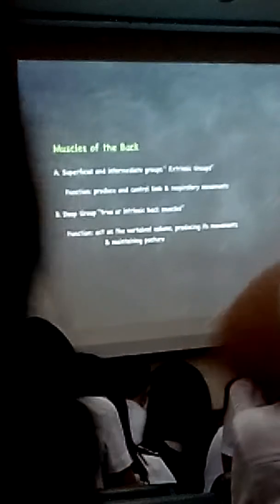So for the muscles of the back, they're divided into superficial or the extrinsic. These are the muscles that attach the upper extremity to the axial region. So they produce and control the limb motion and respiratory movements. The deep group or the intrinsic back muscles, they act on the vertebral column to produce its movements and maintain posture. So these are the deeper intrinsic back muscles.